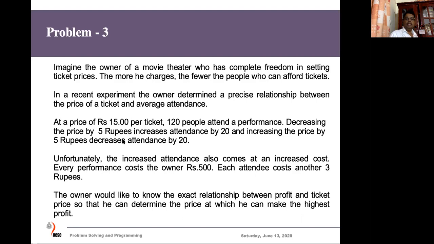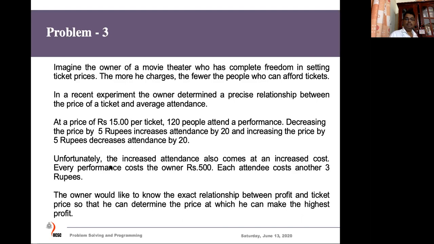That means we want to find a ticket price which maximizes his profit. So basically, his profit is income minus expenditure. His income is a function of attendees multiplied by the ticket price. You understand that. His expenditure is different.